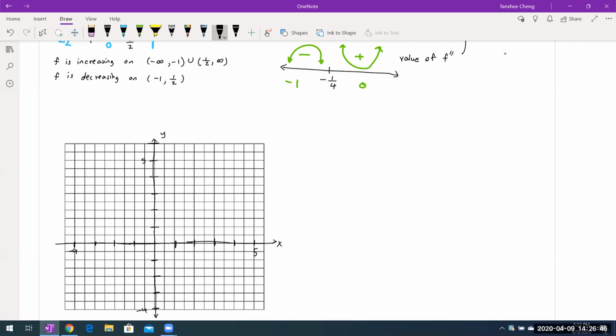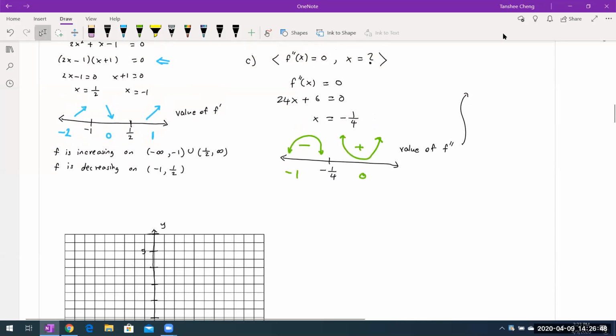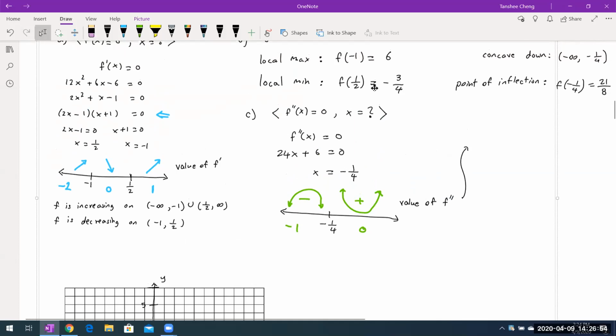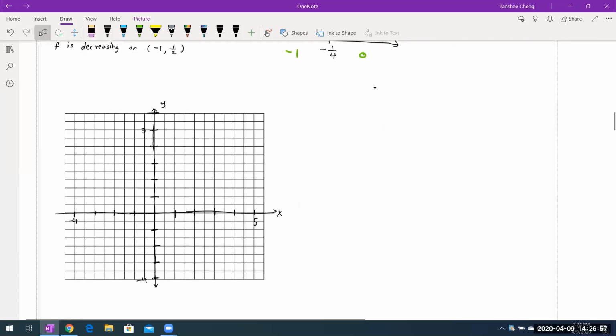So we know that our local maximum is at -1, 6. So here's our local maximum, -1, 6. And our local minimum is at 1/2 and then -3/4. So 1/2 right here, -3/4 right here. That's our local minimum. And we have our point of inflection at -1/4, and then my y value is 21/8.